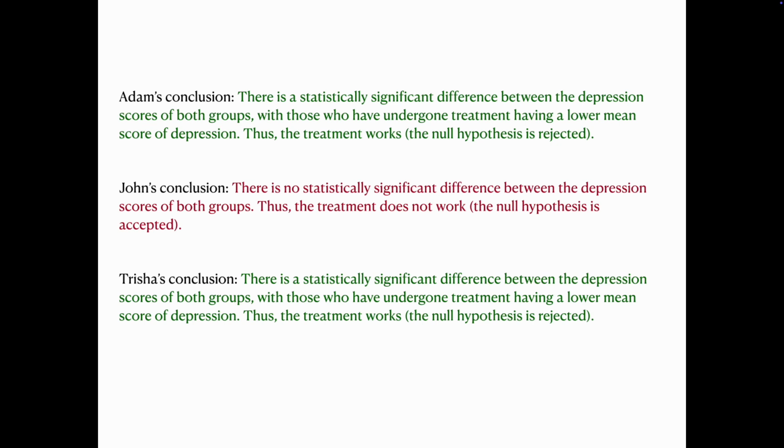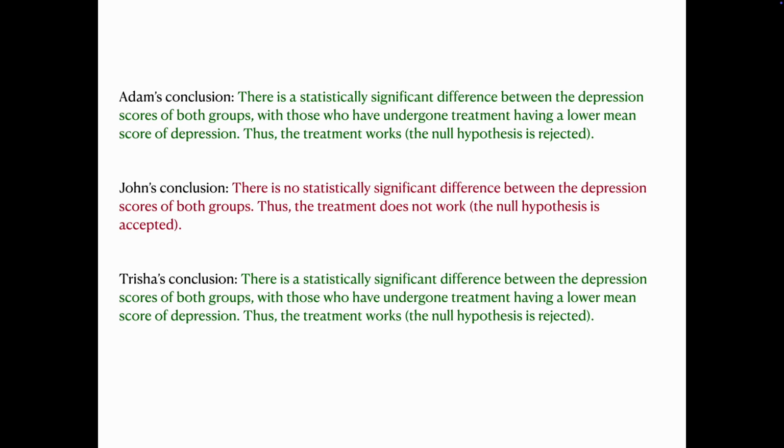Whereas Trisha comes to the right conclusion, even though she uses a slightly smaller sample size compared to Adam's, hers is slightly bigger than John's. That's why she comes to the right conclusion, and she says there is a statistically significant difference between the depression scores of both groups, with those who have undergone treatment having a lower mean score of depression. Thus, the treatment works. So Trisha's sample size was slightly larger than John's, and you can see the difference it's made in terms of the final conclusion.